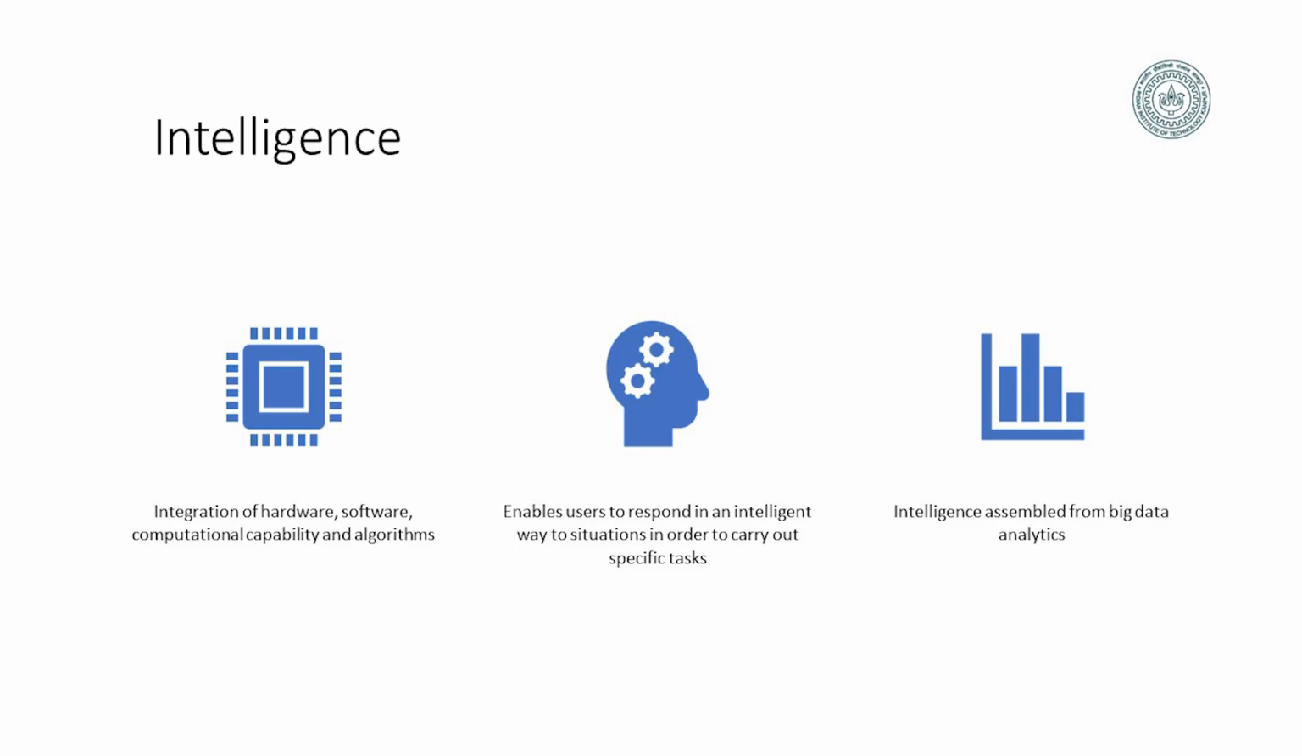So, this is enabling users to respond in an intelligent way to situations. So, it is enabling people to take decisions to be able to carry out specific tasks. And in this system there is big data analytics. So, there is a lot of data being generated. So, you are creating intelligence also from the big data analytics. So, that is why IoT is characterized by a lot of intelligence. So, you are gathering all this intelligence about real world objects and using that to make your world smarter.